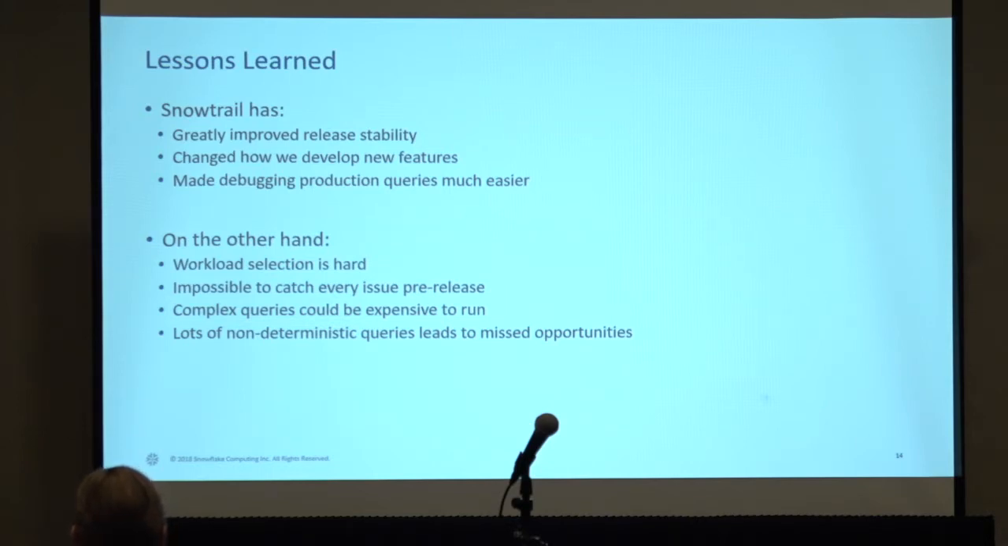On the other hand, complex queries are very expensive to run, and there are lots of non-deterministic queries in the system. This leads to missing opportunities. So, for example, one thing we can do is to implement a deterministic mode for non-deterministic functions, and we can use them for the Snowtrail testing. So there is lots of future work that can be done there.